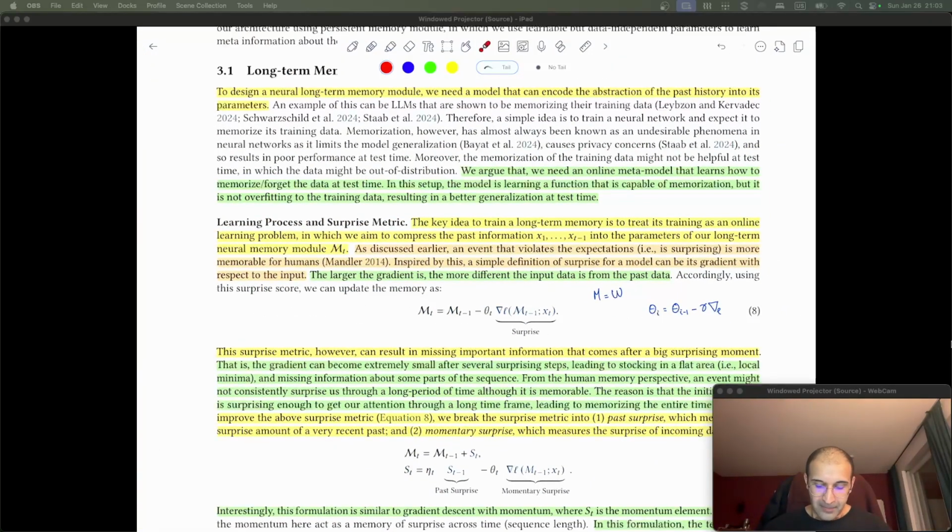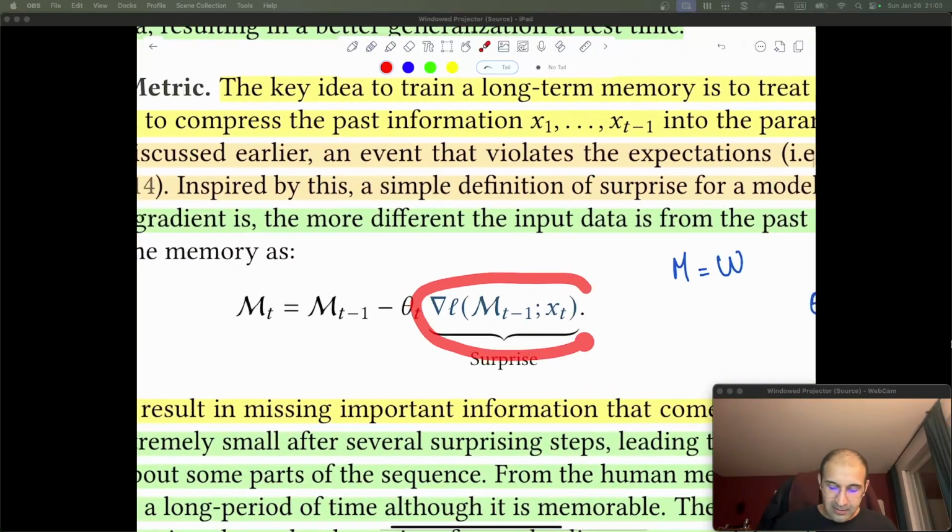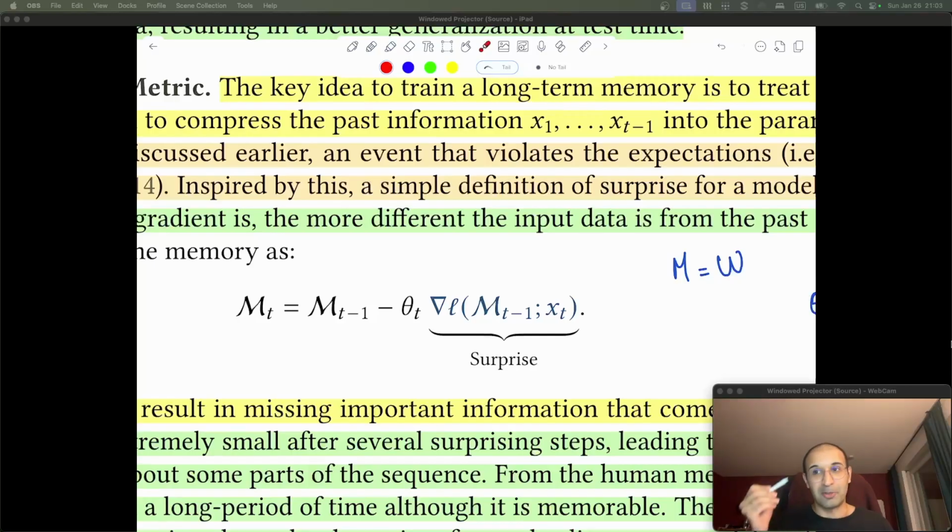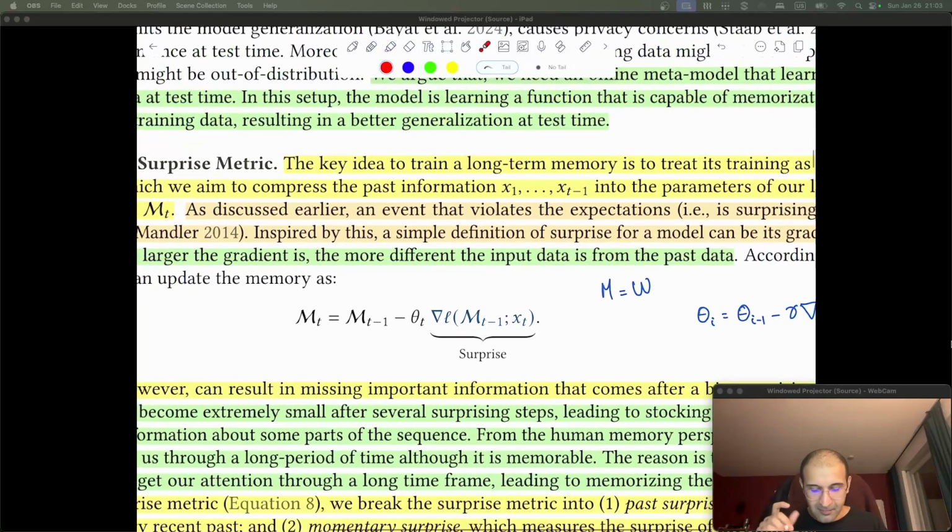And they call it the surprise. So this gradient of the loss with respect to the W matrix, which is our memory, they call it the surprise, because the bigger the loss, the bigger difficulty the model had in reconstructing its data. So it means that the model is surprised to see this data. So that's why they call it surprise.